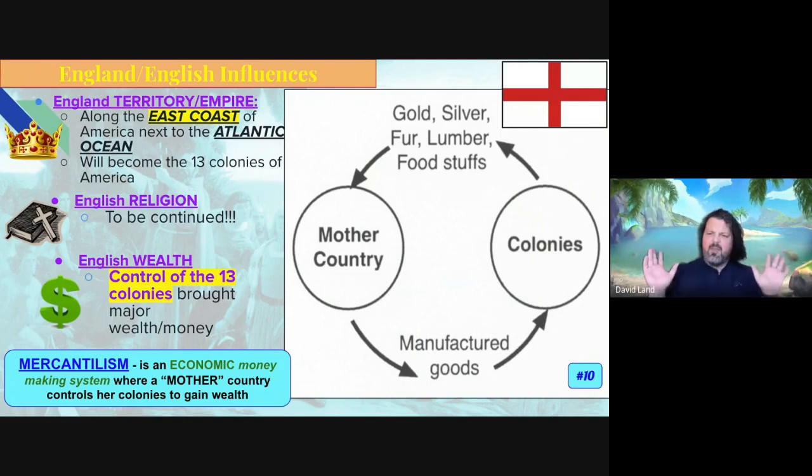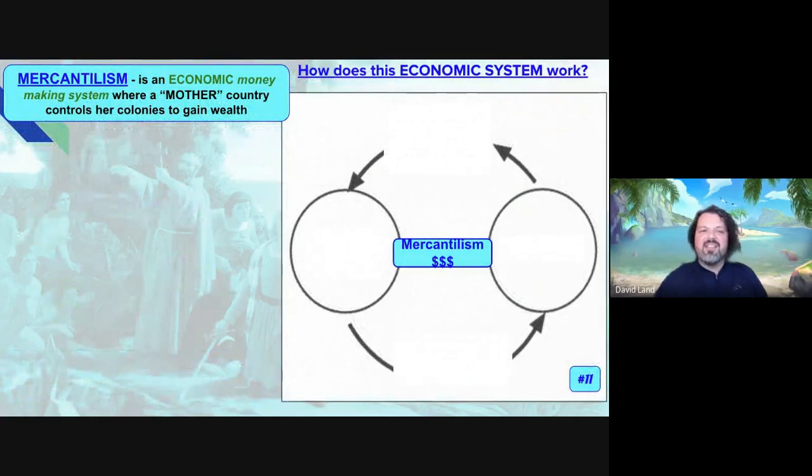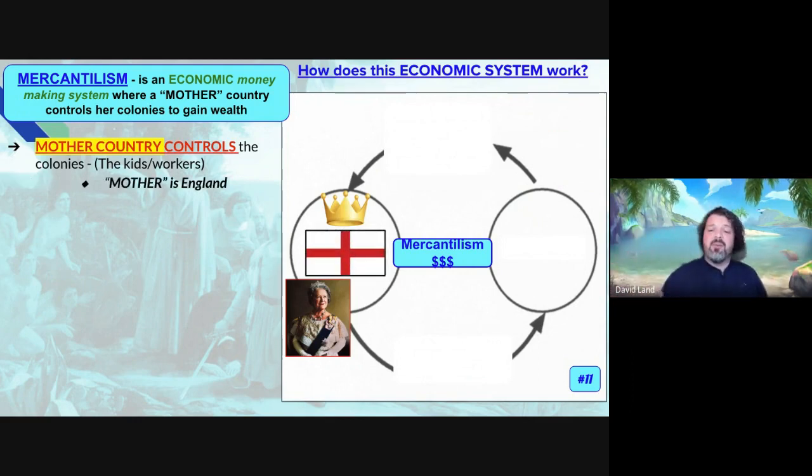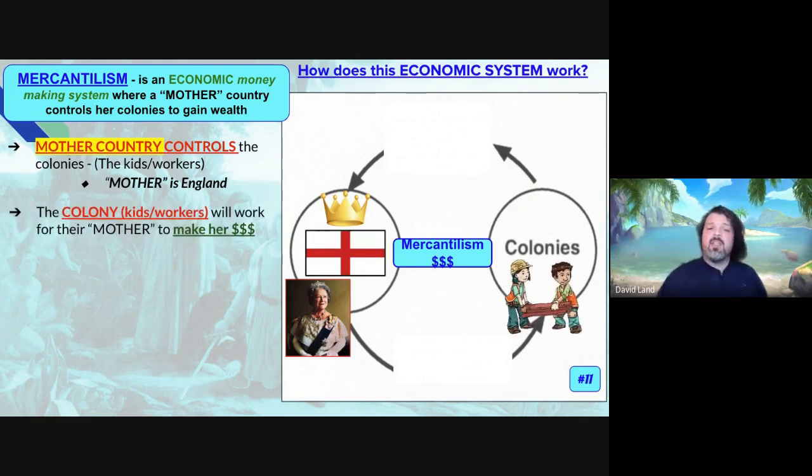And you're thinking, mother? There's a mother in this? Oh yes, there's a mother here. So looking at the picture here, I'm going to start putting some visuals to help us understand what is mercantilism and why it is a money system with a mother. Okay, so mercantilism is a system where a mother country controls her kids. The kids are the colonies. So mother in this case is England. Now she's going to control her workers. Those are her colonies. She's going to demand that those colonies, those workers, make her money.